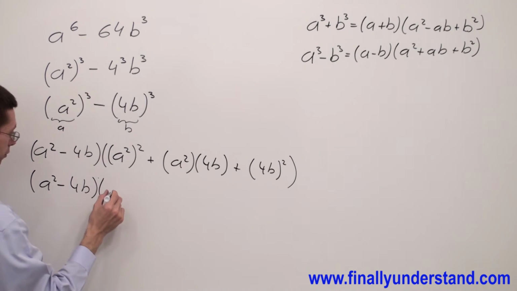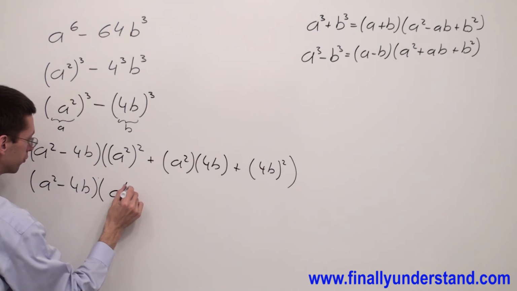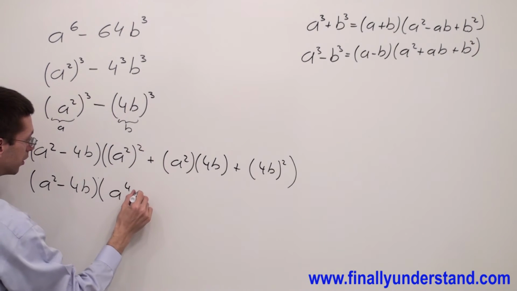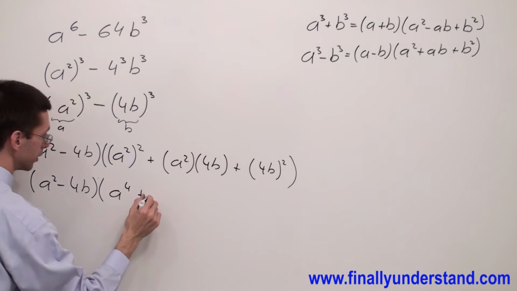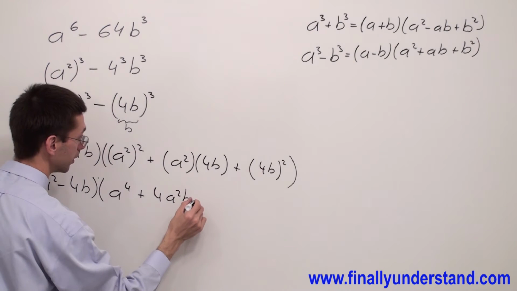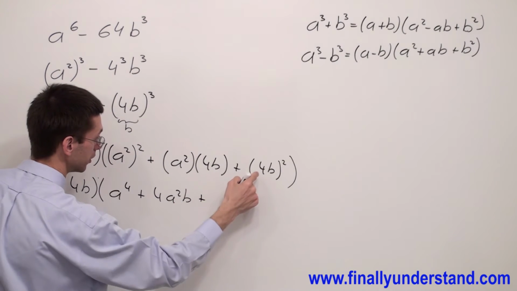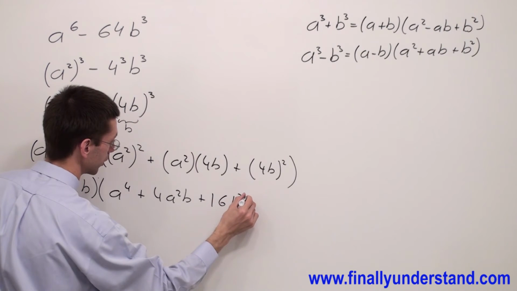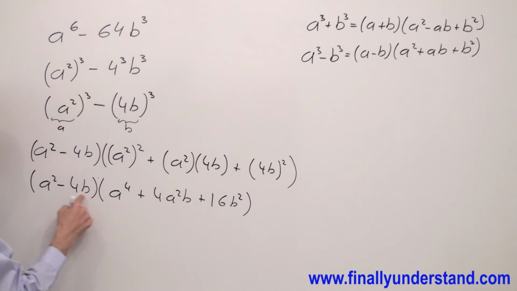and I'm going to have a to the fourth power, I have to multiply the exponents, plus 4a square b plus 16b square. This is the solution to my problem.